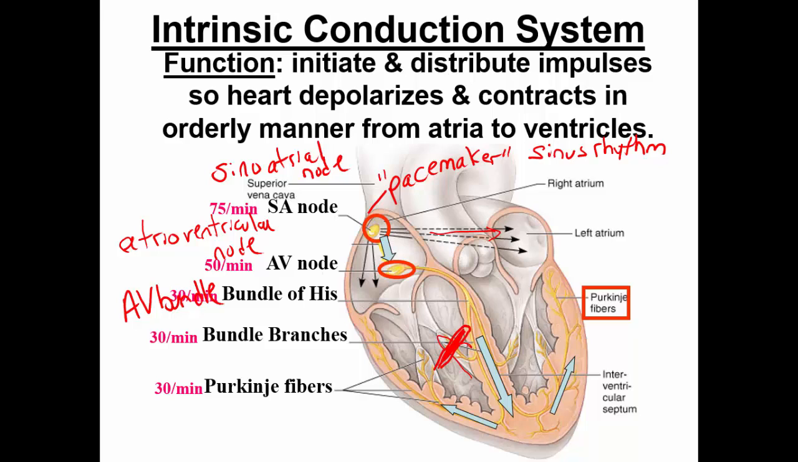If something should happen to the SA node and it's damaged, the next fastest node takes over, and in this case it would be the AV node. If the AV node is setting the pace at which your heart contracts, they say that you are in junctional rhythm.